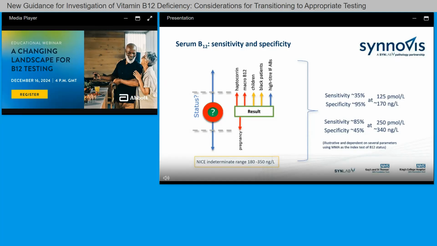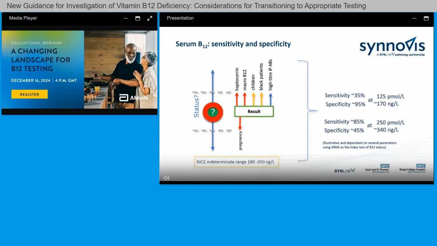So when compared with methylmalonic acid, if you set your reference interval at 170 nanograms per litre, the sensitivity of the serum B12 assay is around 35%, depending on the platform that you're using. This means that if you apply that reference cutoff, you are missing most of the deficient patients. With a cutoff like that, your assay is very specific at 95%, but nonetheless, you are missing most of the deficient patients.